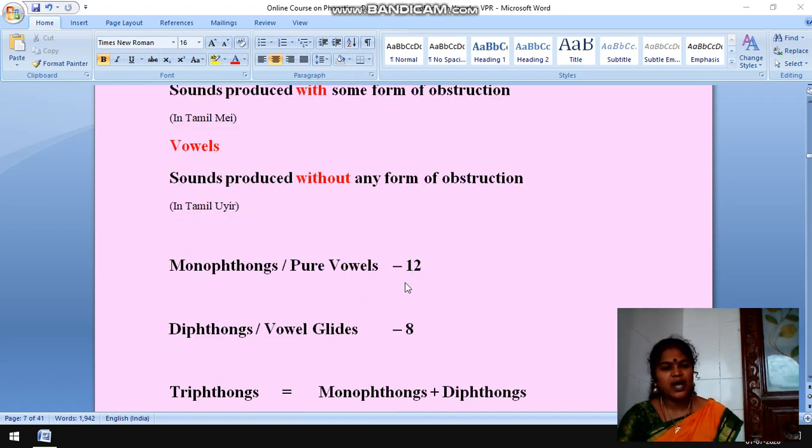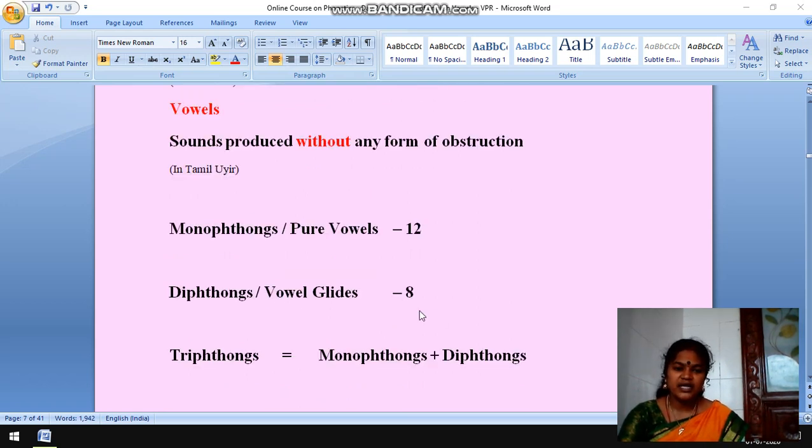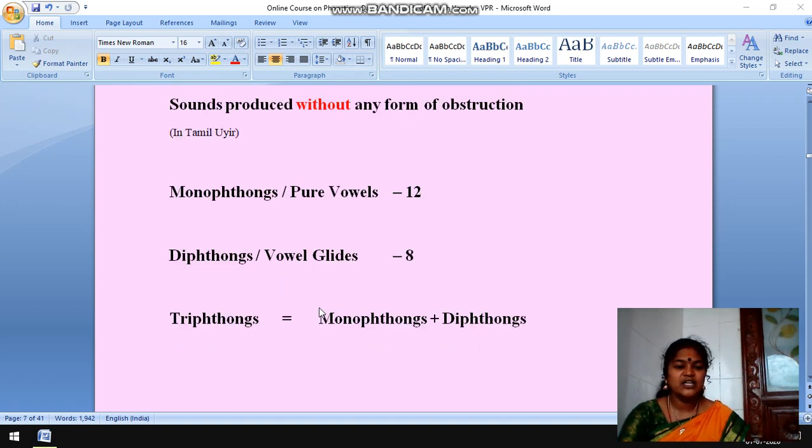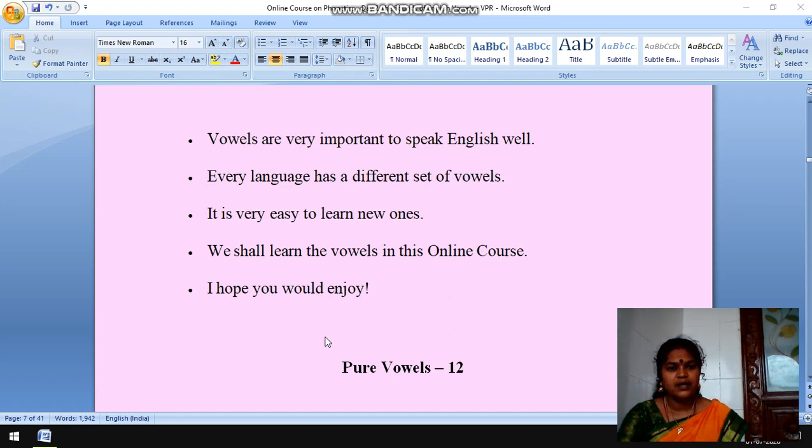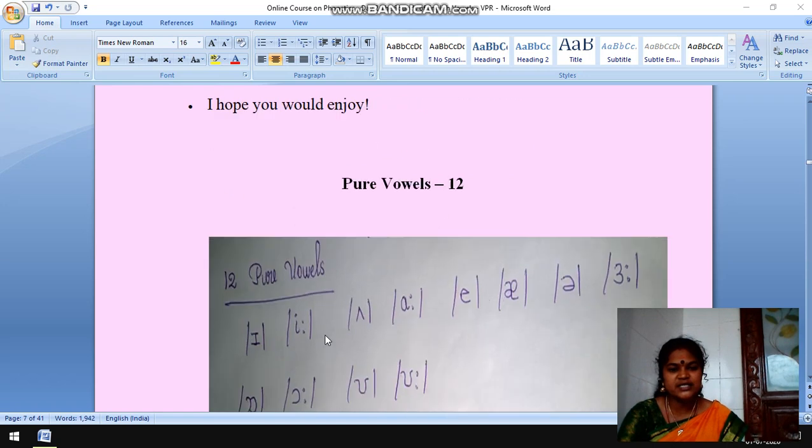There are 12 pure vowels, which are also known as monophthongs, and there are 8 diphthongs, which are also known as vowel glides. You have also heard about triphthongs: monophthongs plus diphthongs are called triphthongs. I hope you enjoy learning all these 12 pure vowels.